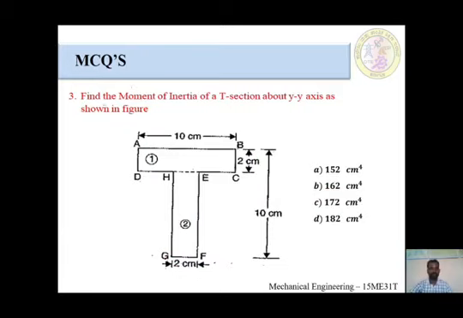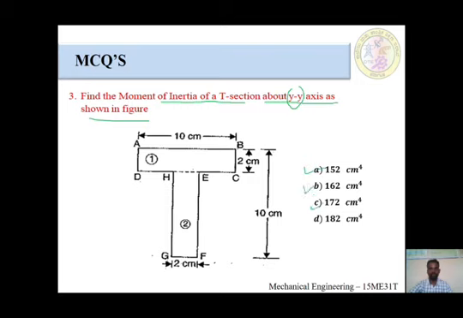This is the third question. Find the moment of inertia of the T section about the y-axis as shown in the figure. The previous question was to find the moment of inertia of the T section about the x-axis. This problem is about the y-axis. The same specification has been given as in the previous problem. We only have to calculate about the y-axis. The answer options they have given are the same.